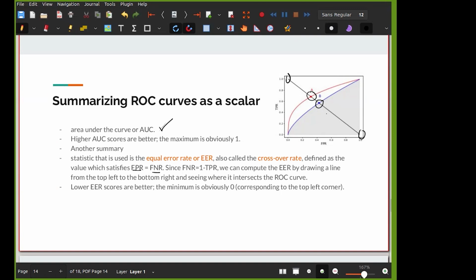Okay, and here a lower equal error rate is better, obviously, because it's error, and minimum is obviously 0. So again, top left corner is the best in equal error rate also. So again, by equal error rate definition also, A is my better model.